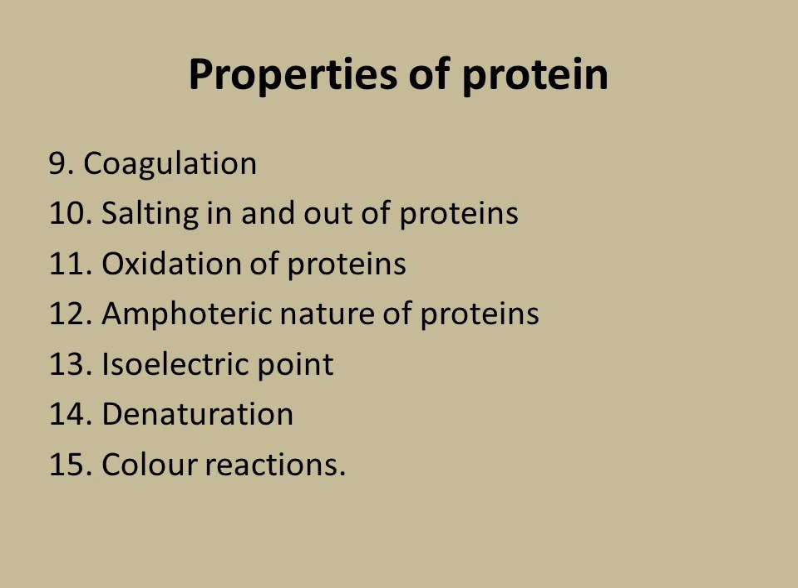Color reactions. Proteins give characteristic colors on treatment with specific reagents. These reactions help to identify proteins, hence they are called tests for proteins. There are 6 tests to identify proteins: Biuret test, Millon's test, Ninhydrin test, xanthoproteic test, Heller's test, nitroprusside test.